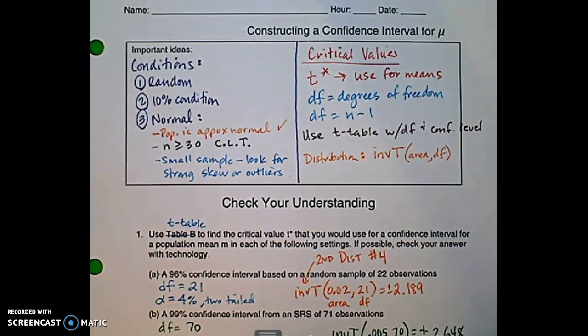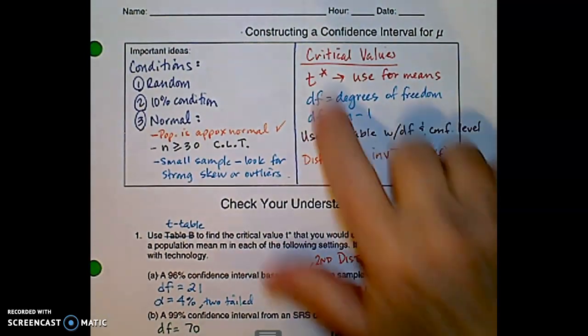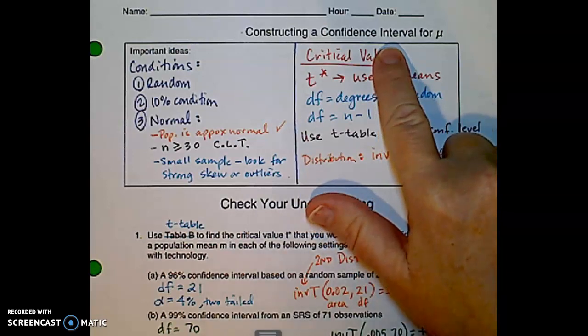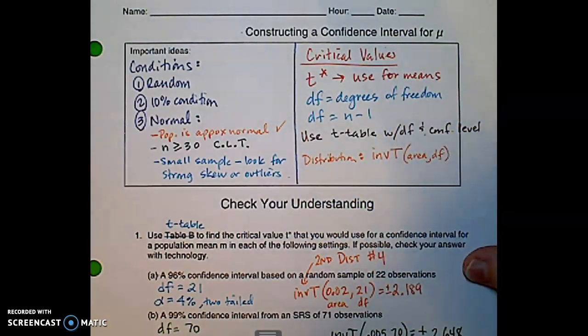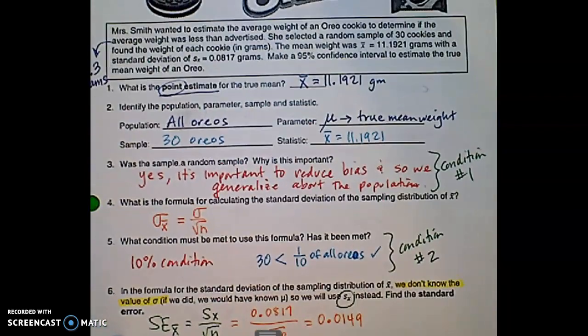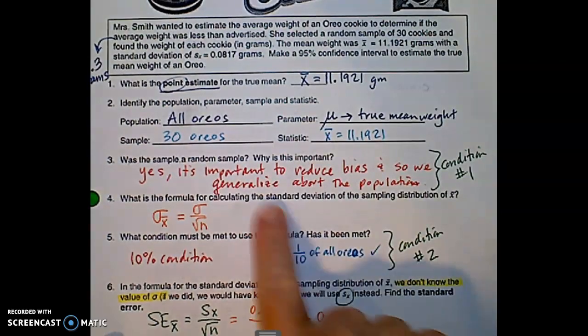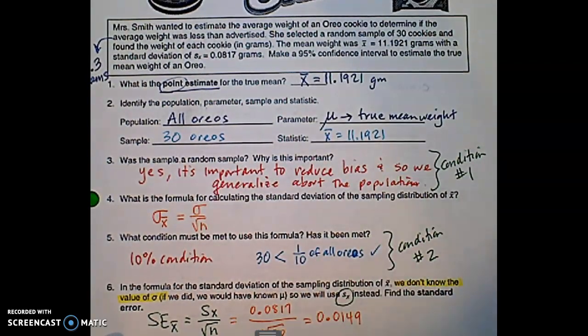Okay, to summarize what we did with the Oreo problem, we were constructing a confidence interval for a mean. The important ideas here are that we have to cover the conditions for sure. We have basically three conditions we have to look at. One is that our sample needs to be random. We talked about that in question 3 on the prior page. That was our condition number 1.